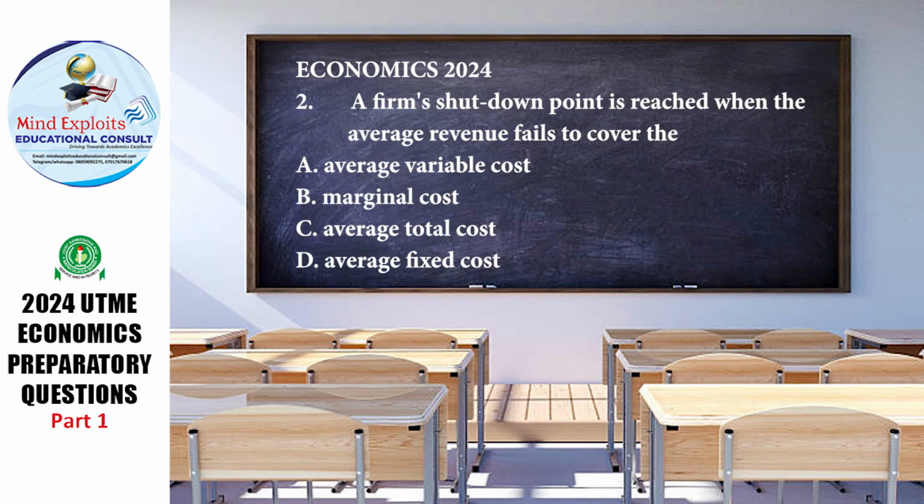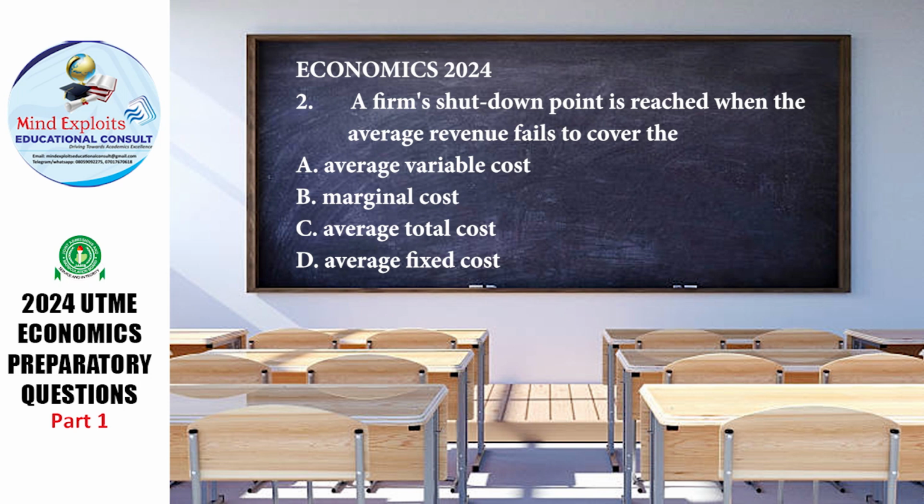Question 2. A firm's shut down point is reached when the average revenue fails to cover the: A, average variable cost, B, marginal cost, C, average total cost, D, average fixed cost. That's interesting. I think for you to be able to answer this question effectively, the best thing is for you to be able to understand what each of these costs is.